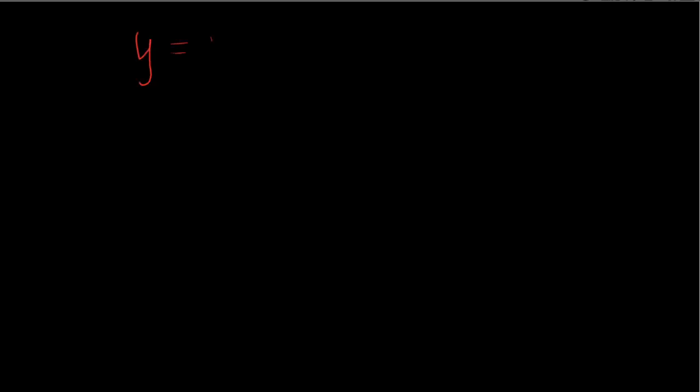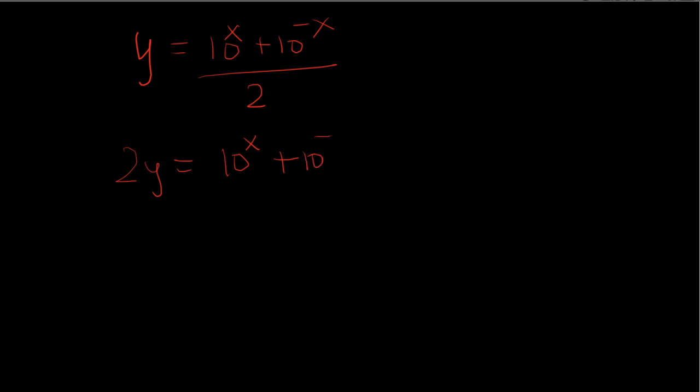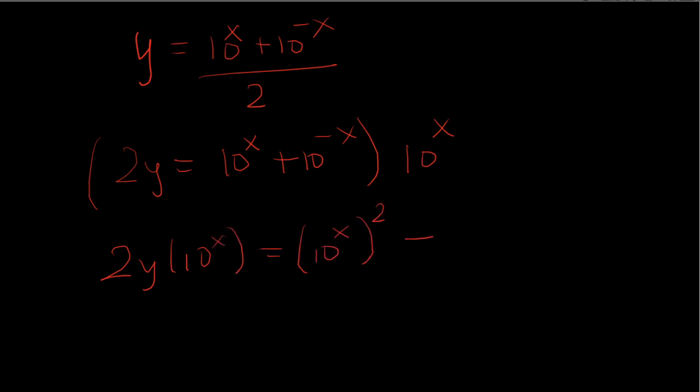Given y equals 10 to the x plus 10 to the negative x all over 2, I want to solve for x. So the first thing I'm going to do is multiply both sides by 2. And I'm also going to multiply by 10 to the x, so that I have 2y times 10 to the x equals 10 to the x squared plus 1.